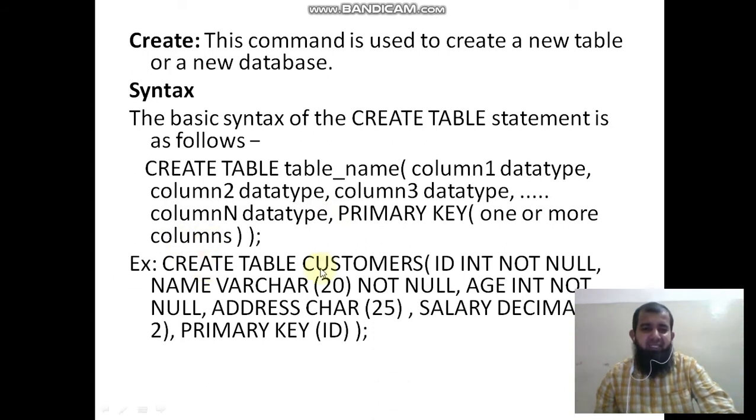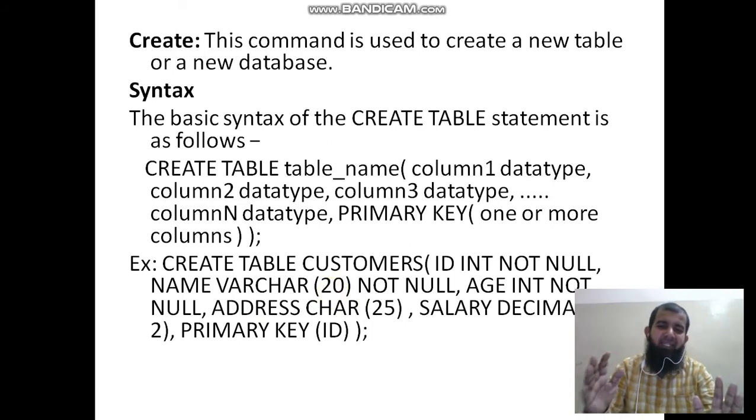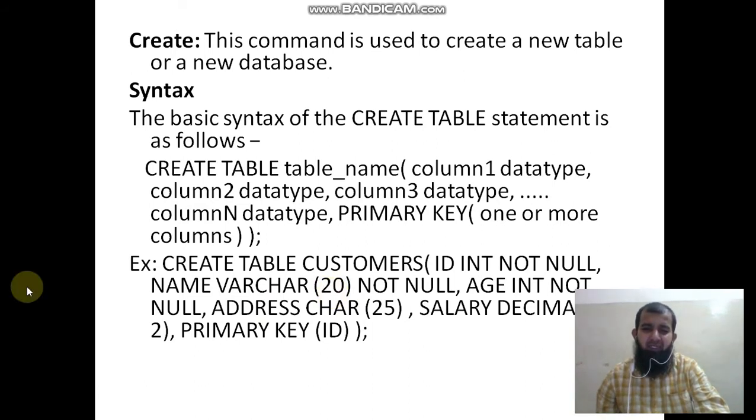Next, take the example: create table customers. ID int. ID is the column name, int is the data type, or you can write number also. Then not null. Not null means what? ID can never be null. You must enter the value. Name varchar. Varchar is a data type for characters, name contains letters. Then size 20, maximum 20 letters you can type. Not null, so name is also not null. You must enter the name.